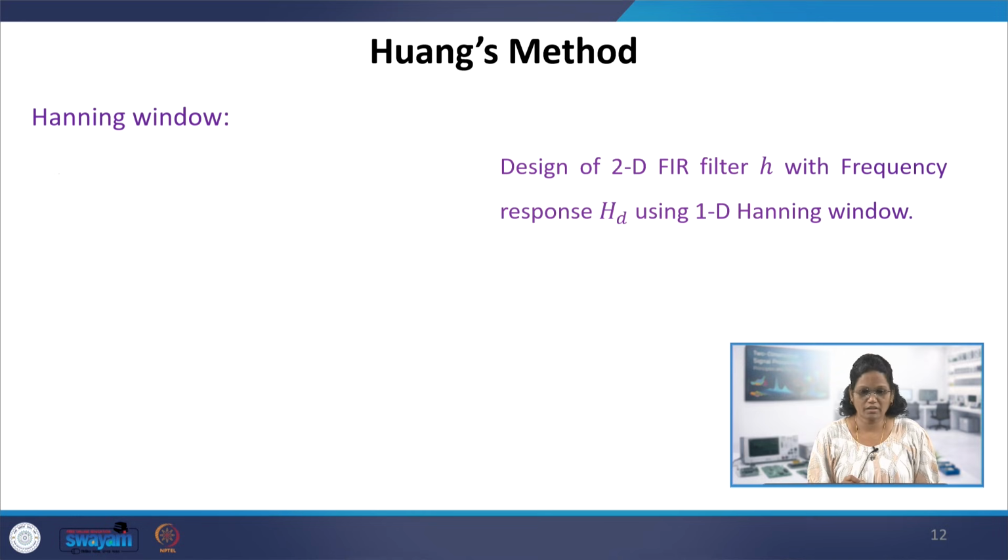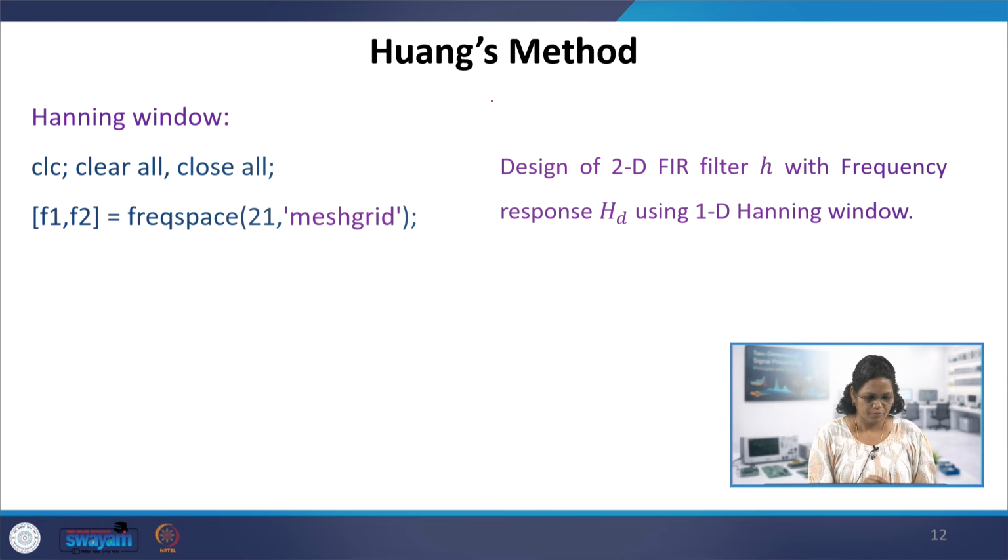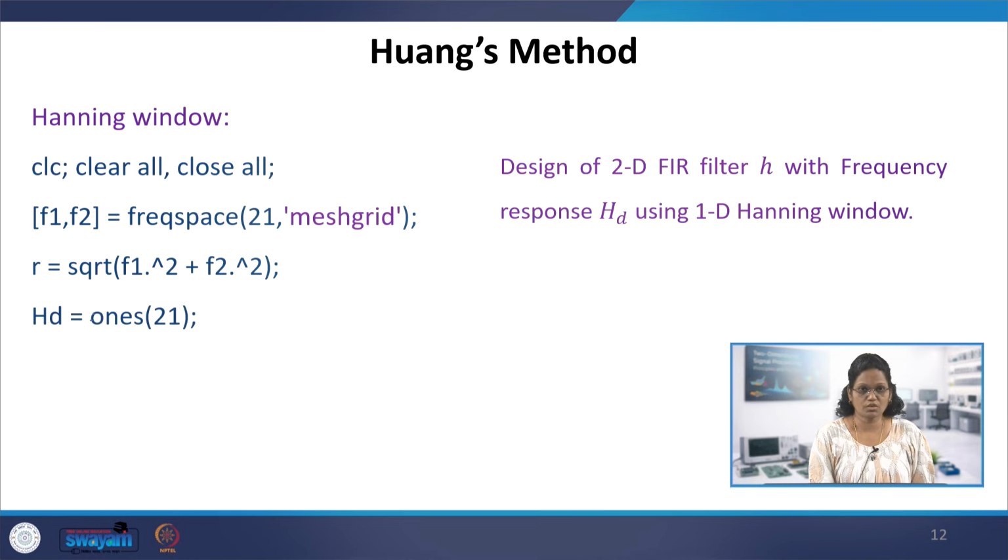So in this case, we'll take the circularly symmetric one, because Huang's method uses the circularly symmetric one. First, we create the frequency space using a meshgrid of 21 points, F1 and F2. It can be any number of points here. So R equals the square root of F1 squared plus F2 squared. This is where the circularly symmetric one comes into the picture.